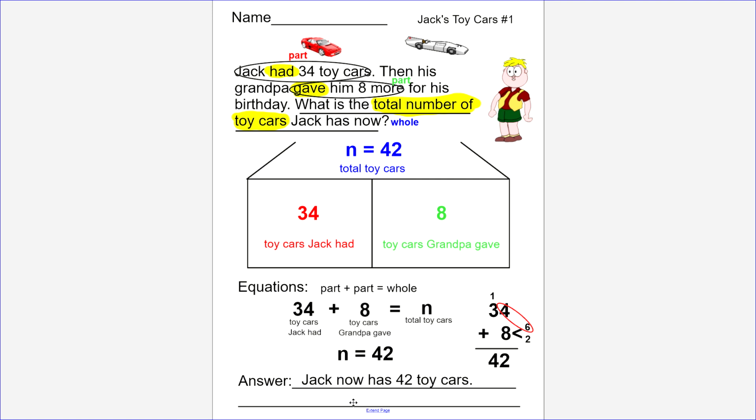I'm also going to double check my answer that I wrote in words to make sure that it restates the question and is a complete sentence. Jack now has, yep, I've restated the question, 42 toy cars. Yes, this is a complete sentence that restates the question.